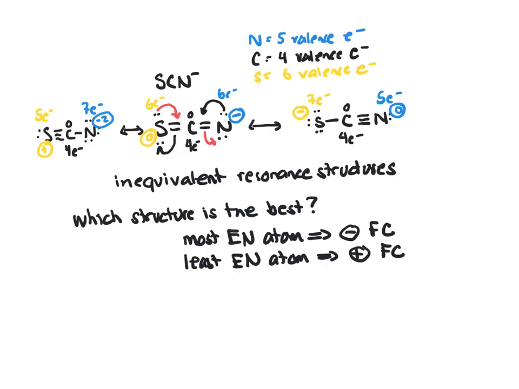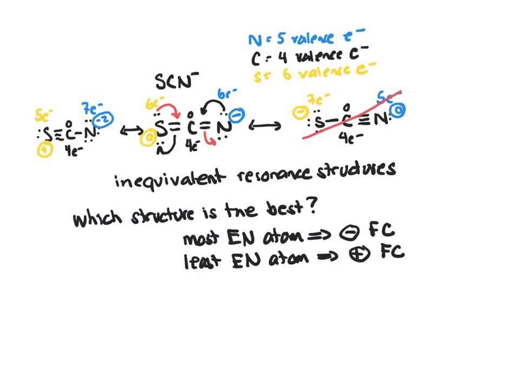So maybe that's okay. In this structure, we've given the nitrogen a negative charge and the sulfur is 0 charge. So that makes sense. The nitrogen is the most electronegative. It has the negative charge. But over here, I've given the negative charge to one of the least electronegative atoms. And so I can probably pretty safely rule out this structure.